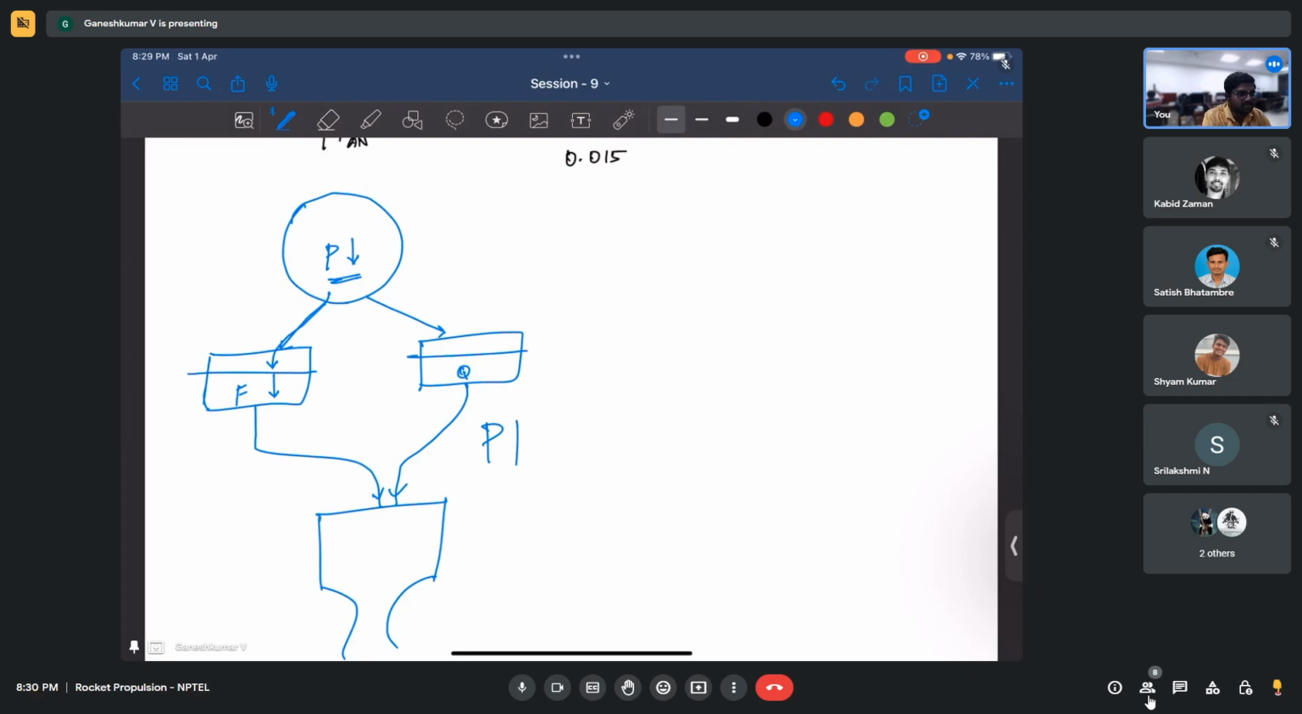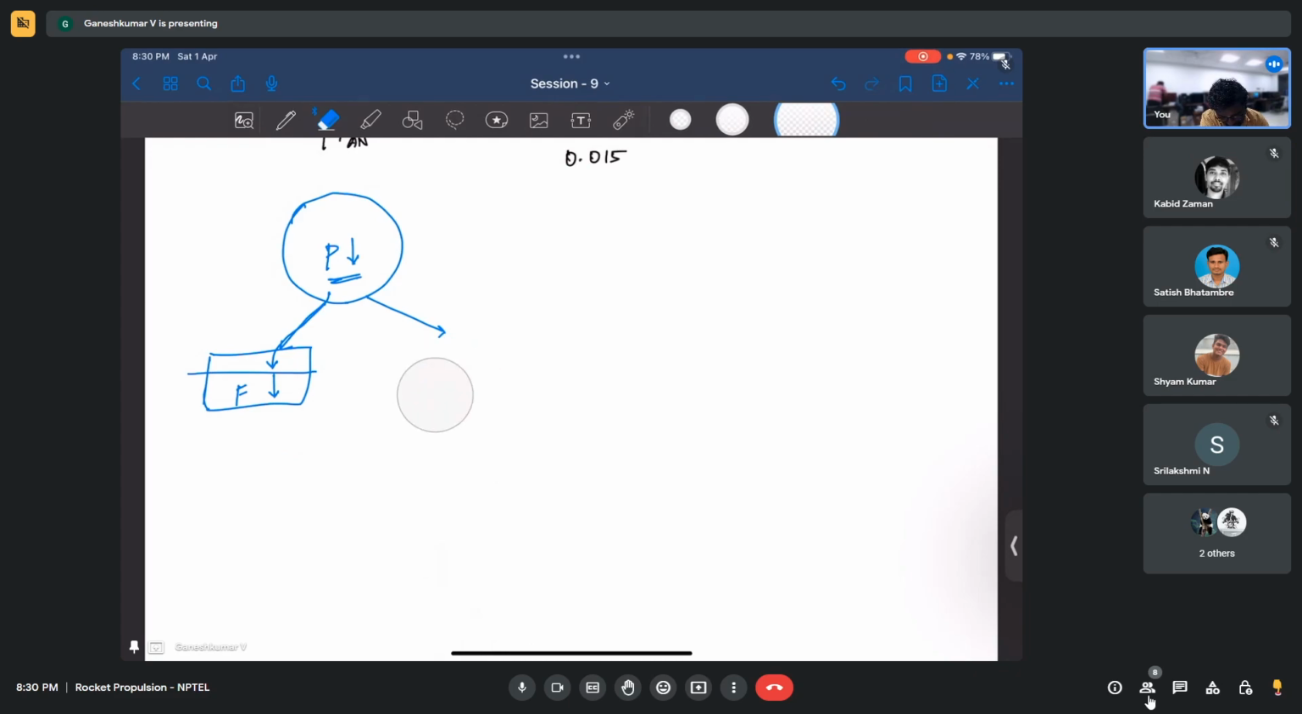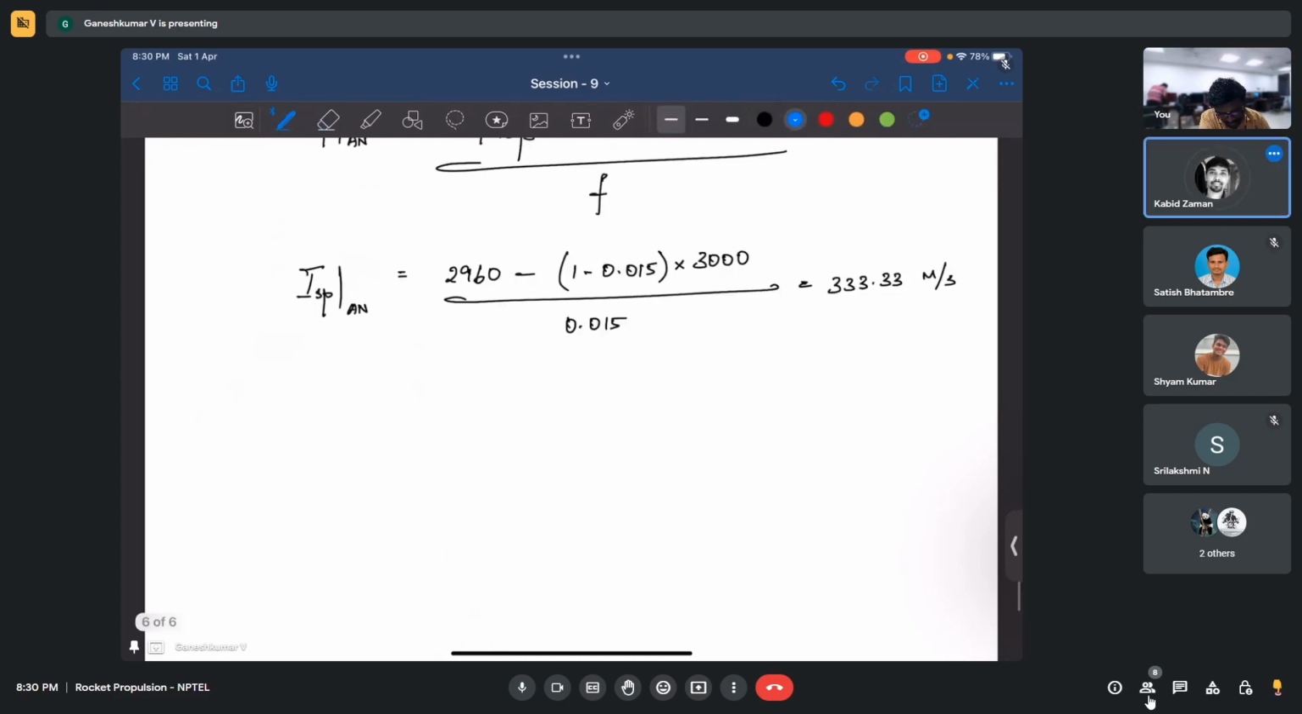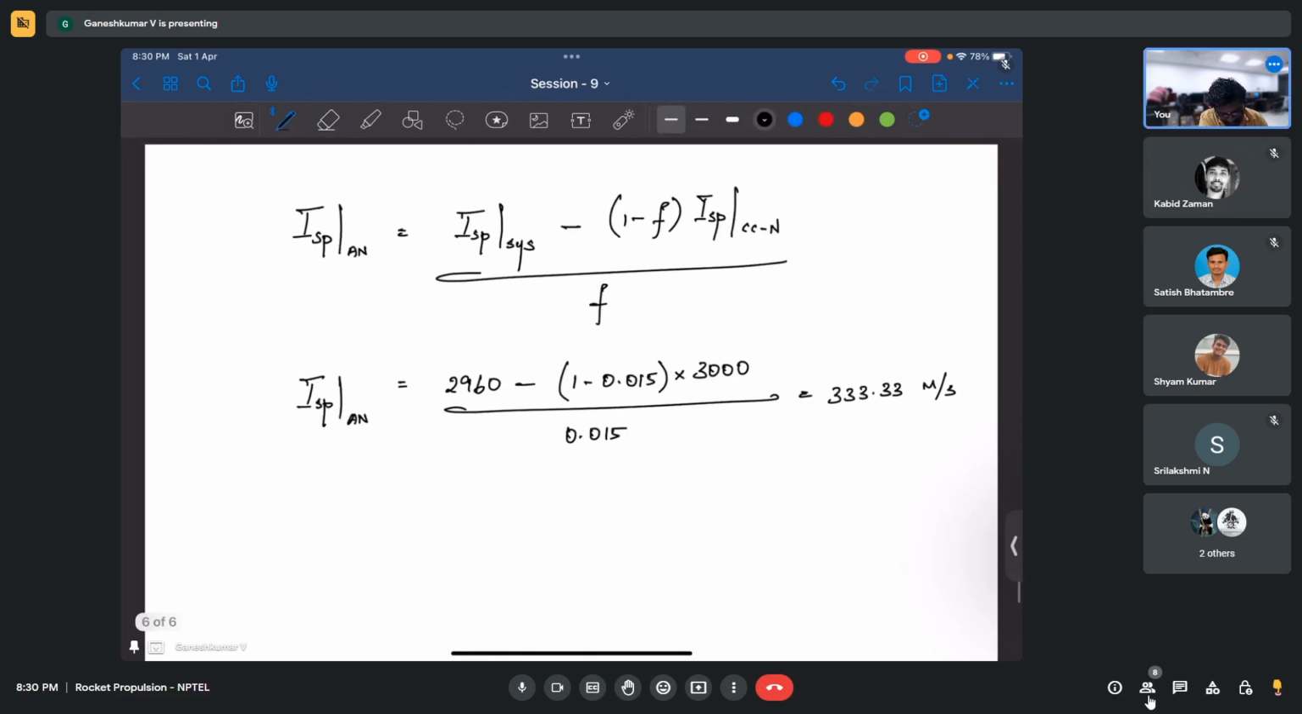I don't know whether it is preferred or not. Most probably it's not preferred for larger rockets. For small rockets I think it is used, because you don't require pumps. It depends on where you are. So this is clear, right?